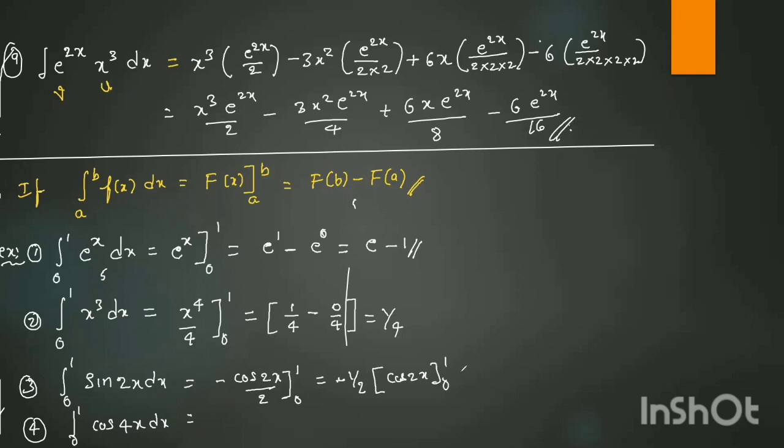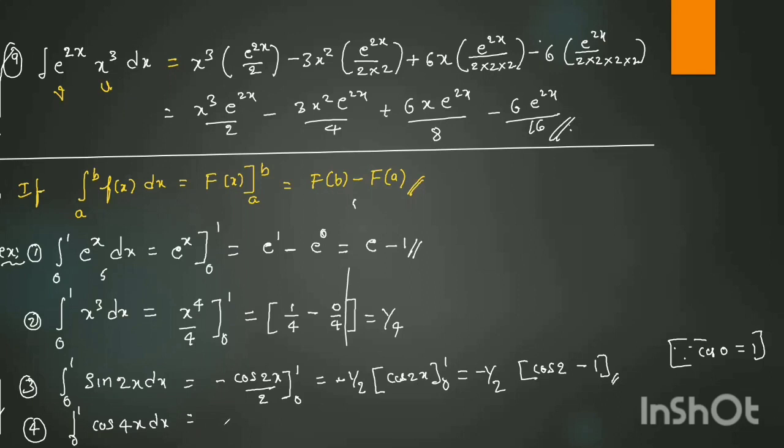Here I have to substitute 0 and 1. So minus 1 by 2 as it is. Cos, if I substitute x is 1, it is cos 2 minus, what is cos 0? 1. Here it is cos 2 into 0, so it is cos 0. Since cos 0 is 1, this is the answer we get.